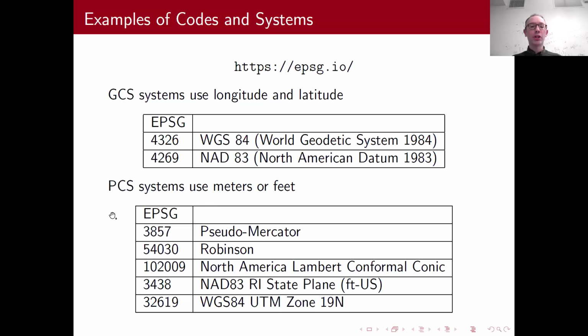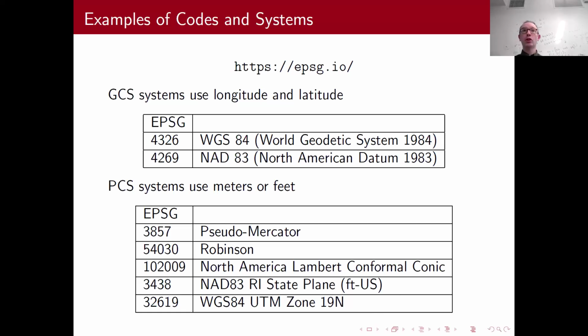And then down here, these are examples of projected systems that are meant for 2 dimensions. These are systems that don't use longitude or latitude, but they have grids that are in meters or in feet. Pseudo Mercator is the most popular web mapping projection. This is what Google and Apple Maps use. The Robinson projection is a generic global projection for making maps. I mentioned the systems for North America. And if we were making maps of Rhode Island, we could choose the Rhode Island State Plane zone, or we could choose the UTM zone that we're looking at.